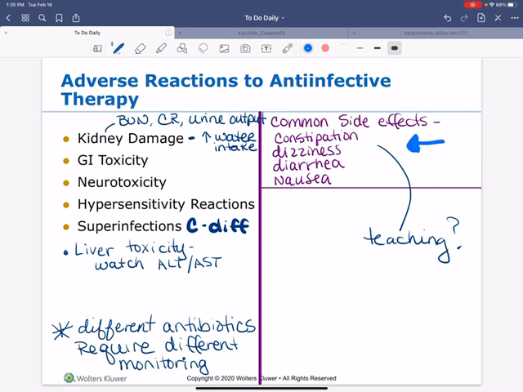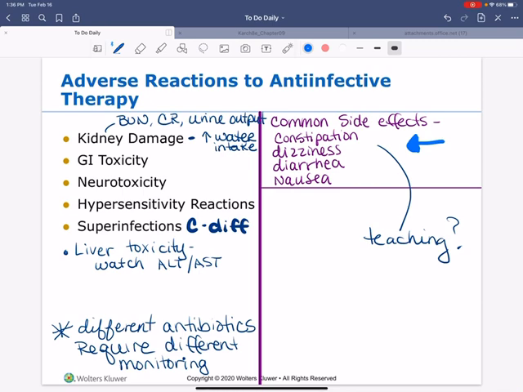Now, some side effects can be diarrhea, but depending on the antibiotic, it could be more of a serious thing. For example, clindamycin is notorious for causing C. difficile, the Clostridium difficile. So diarrhea is a symptom of that. So we want to watch that patient closely and tell them, if you have excessive diarrhea, if you have diarrhea, please call your provider and let them know. That needs to be watched closely.